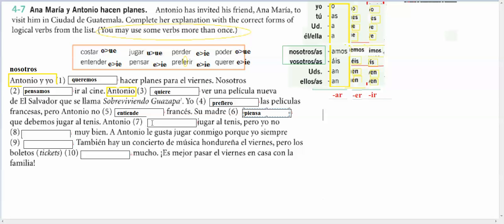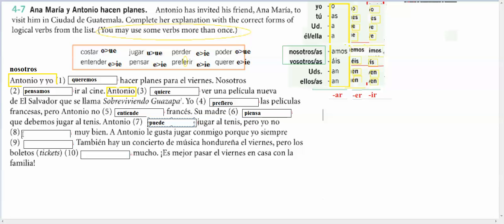Antonio blank jugar al tenis, pero yo no muy bien. Maybe Antonio can play tennis. Poder. Who is it that can play tennis? It's Antonio or he. That's outside the green box, so I'm going to make the spelling change. I'm going to get rid of my ending. Poder is an O to UE, so I'm going to change that O to a UE. And then for he, if it's an ER verb, I'm going to add an E. Antonio puede jugar al tenis, pero yo no muy bien.